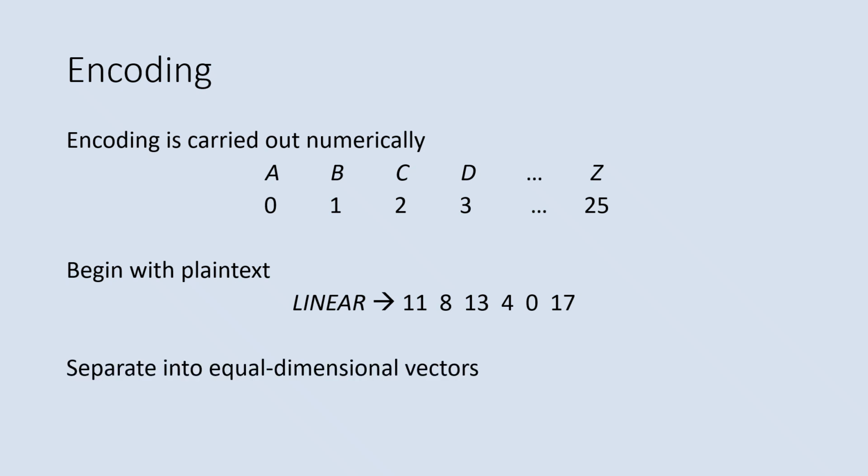And so then we will separate that into equal dimensional vectors. So in our case, again, we're going to encode in blocks of 2. So we will separate this word, linear, into 3 two-dimensional vectors, just based on the numerical values of each of those.